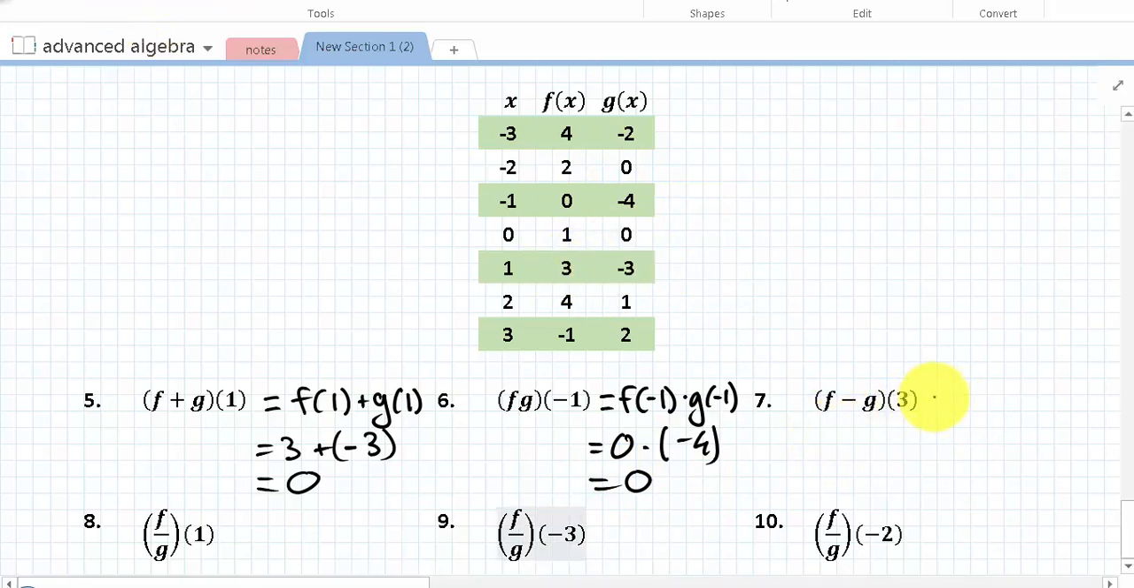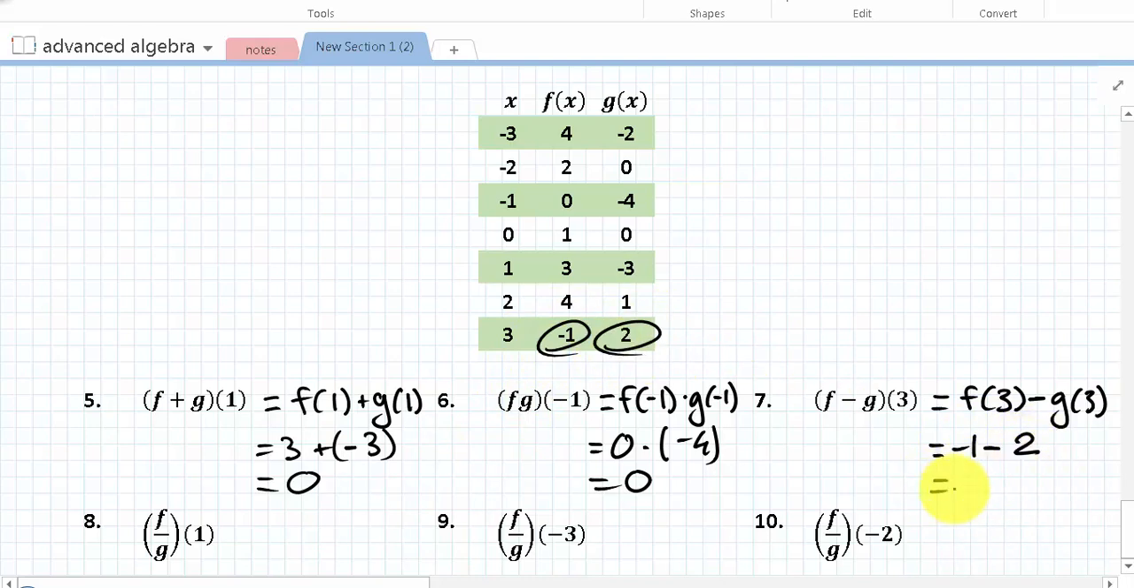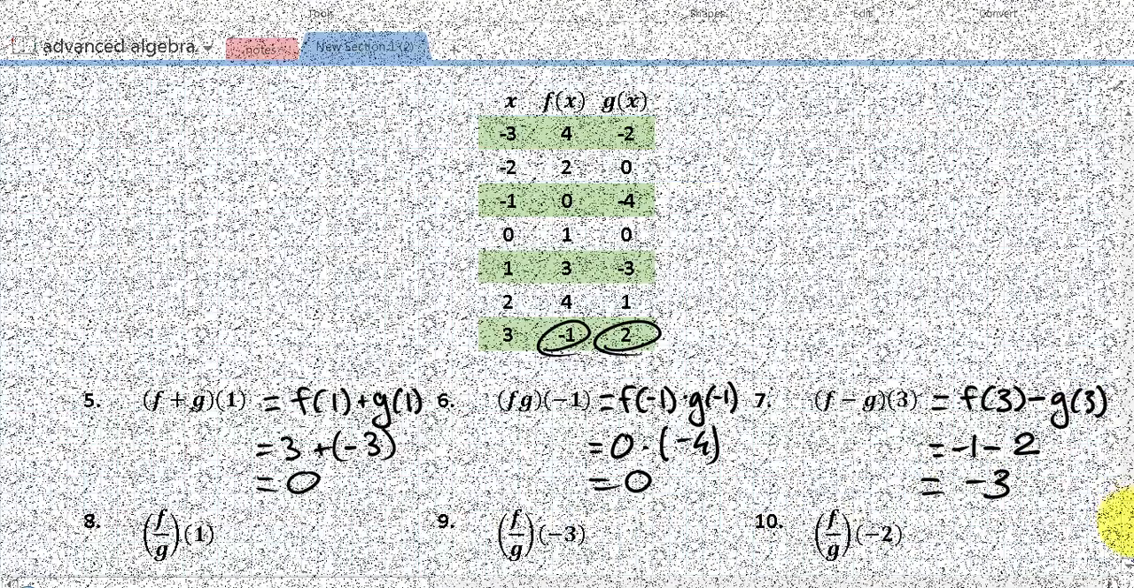F minus g at 3. This is f at 3 minus g at 3. And so it is, what is f at 3? F at 3 is negative 1 minus g at 3 is 2. So it is negative 3. So please, I'm going to ask you to finish the last 3 questions and write your answer in the video.